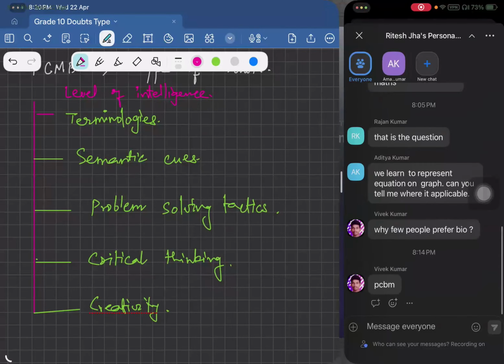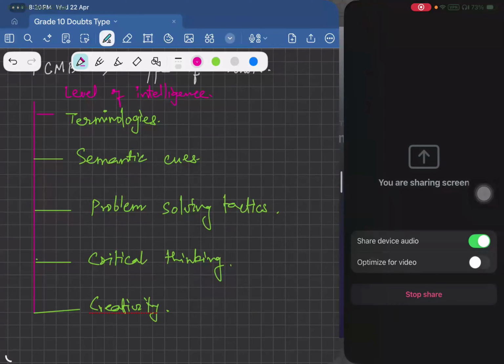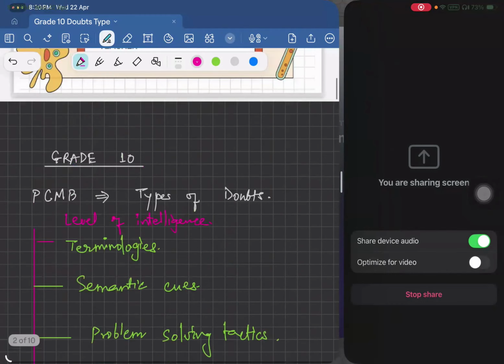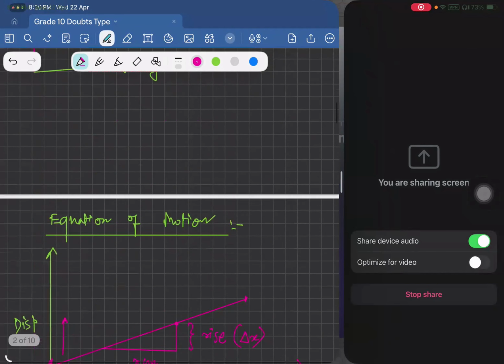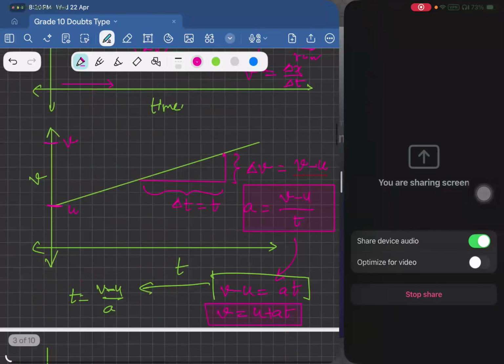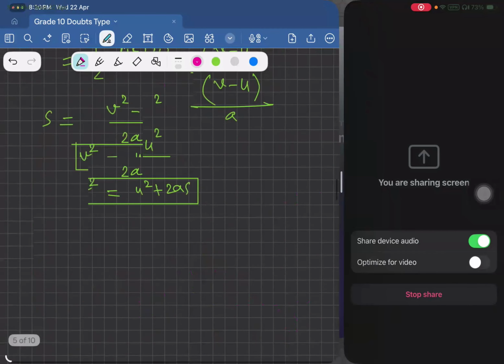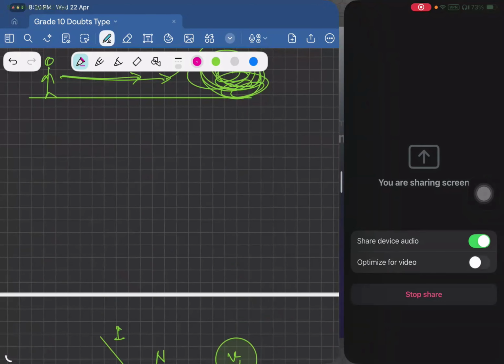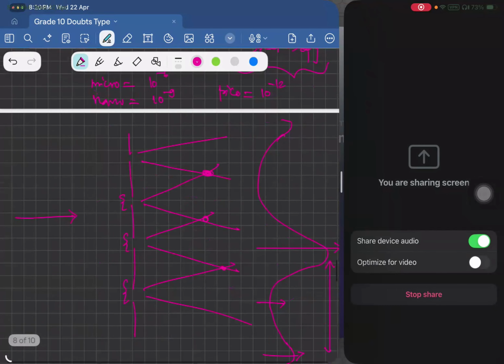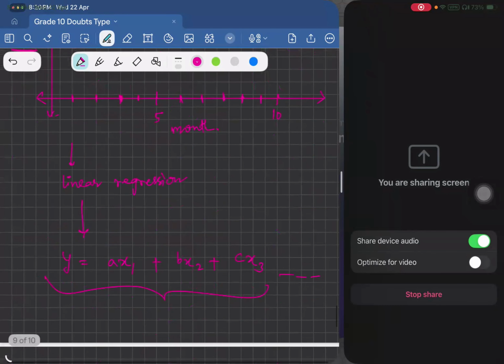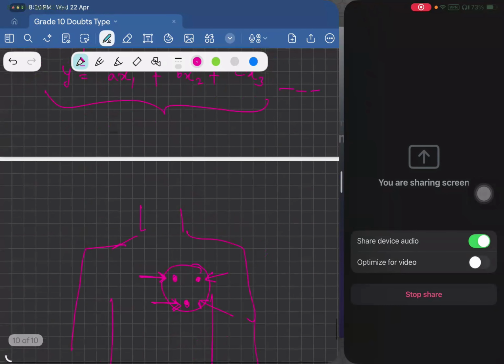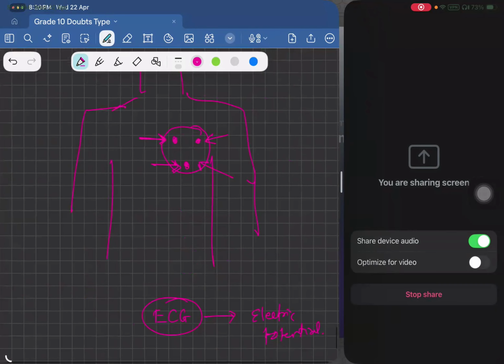I hope you enjoyed the session and it was fruitful for all of you. I'm going to share these notes with you so that you can go through the five levels of intelligence, the equations of motion that I derived, and whatever doubts I covered in this session. If there is any doubt remaining, please tell me.